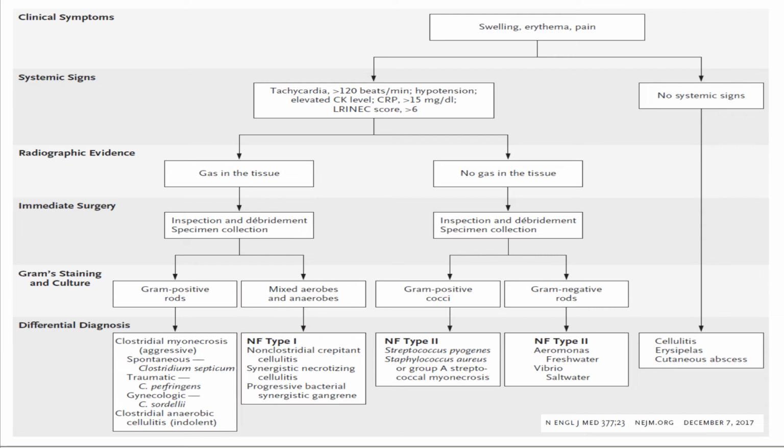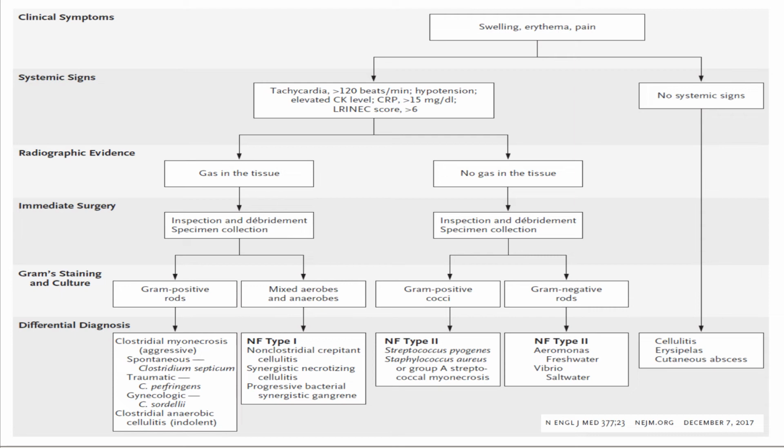Preliminarily, you should know about the pathogen by the Gram stain. If there are many gram-positive rods, you should differentiate the Clostridium species, maybe Clostridium perfringens or Clostridium sordellii or others. And if there is mixed aerobe and anaerobe, consider necrotizing fasciitis type 1. But if the Gram stain shows gram-positive cocci, it is necrotizing fasciitis type 2. The most common is Streptococcus pyogenes, or group A Streptococcus, followed by Staphylococcus aureus.